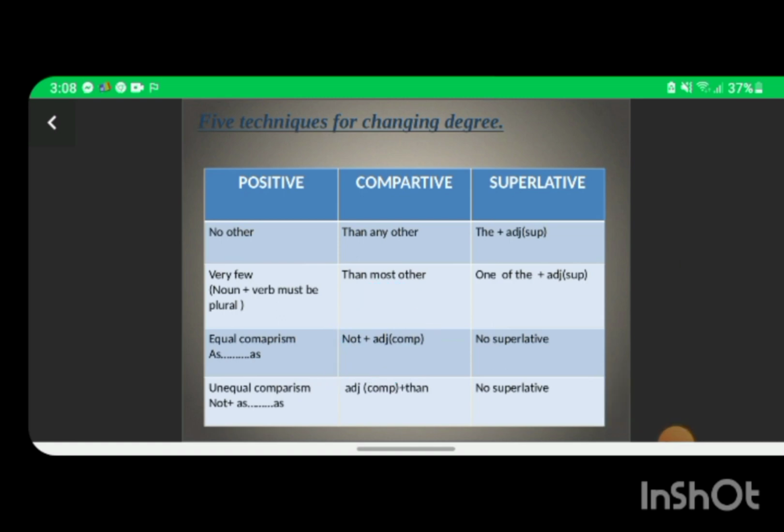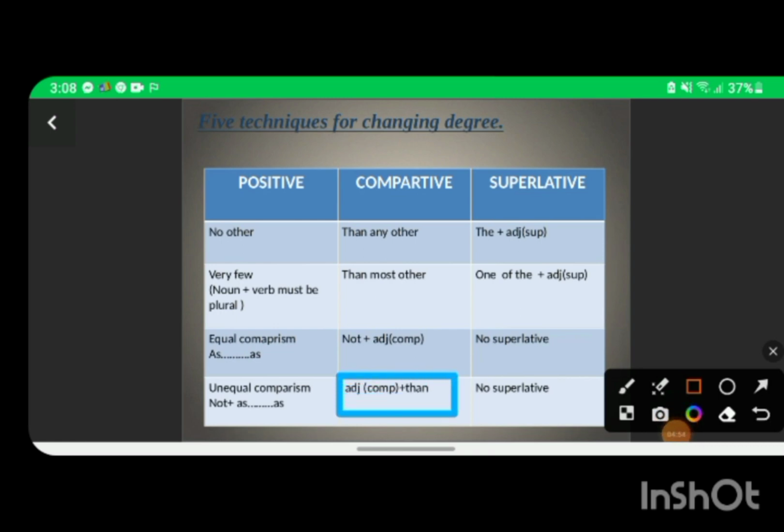Now come to the next, unequal comparison. The comparison will not be equal. For example, "Rohim is taller than Karim" means Karim is shorter than Rohim. That is not equal: one is shorter, one is taller. At that time you will use adjective comparative degree plus "than."